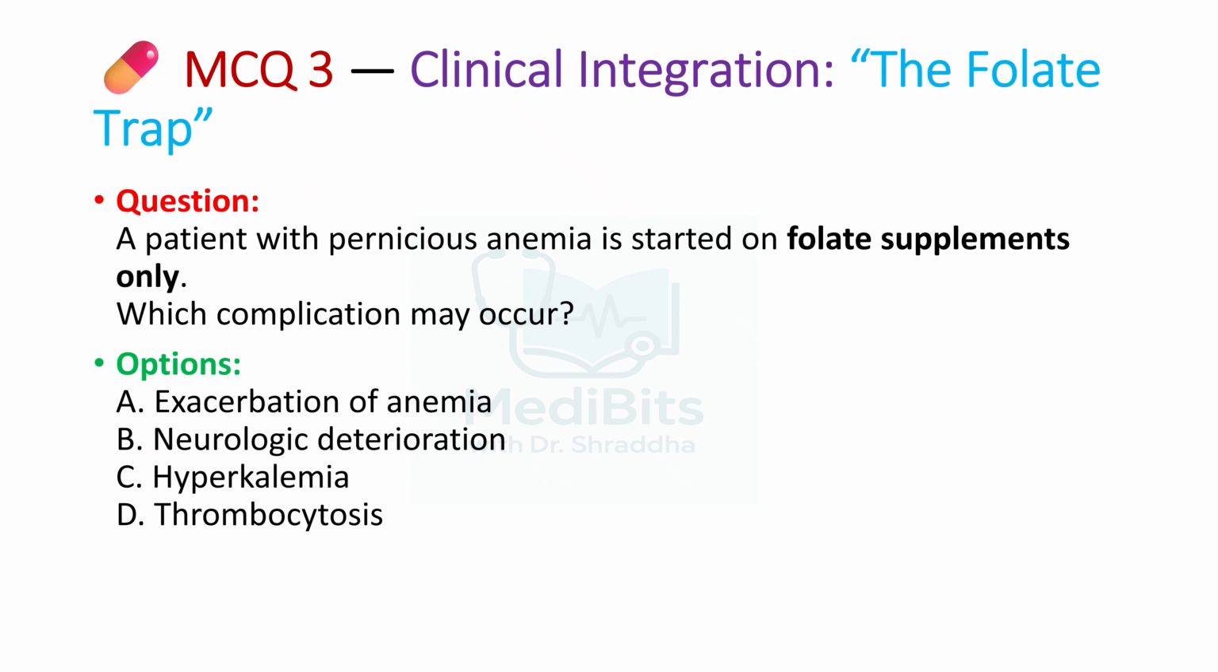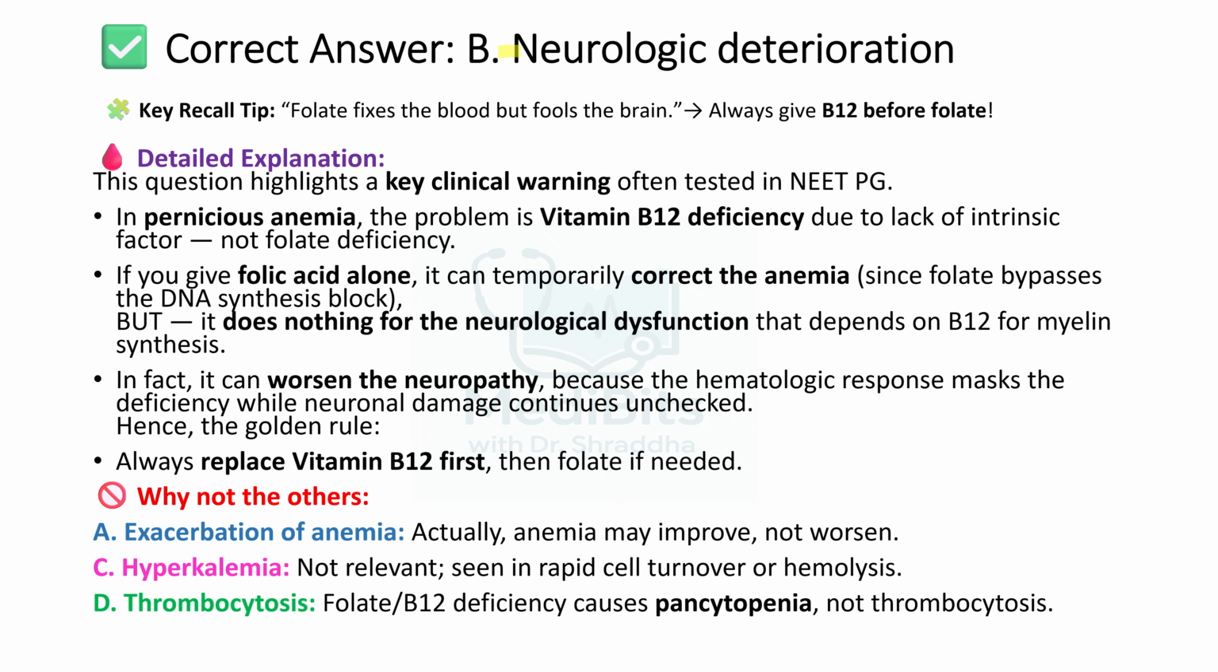Now MCQ 3, which tests your clinical integration, the folate trap. Question consists of a patient with pernicious anemia. It started on folate supplements only. Which complication may occur? Options are A, exacerbation of anemia, B, neurologic deterioration, C, hyperkalemia, or D, thrombocytosis. So correct answer is B, neurologic deterioration.